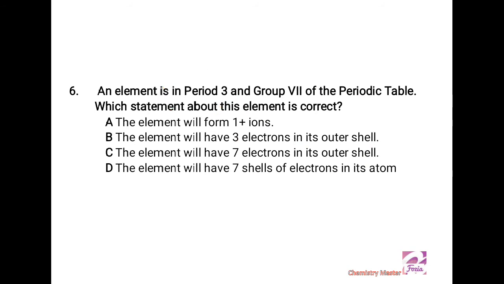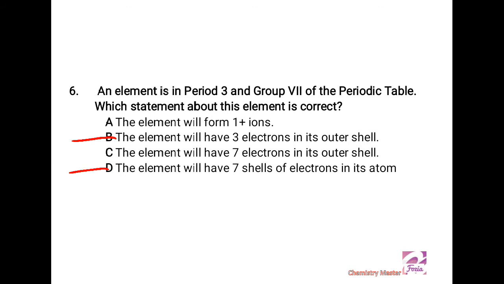Part A, the element will form +1 ions. No, if an element has 7 electrons in its outermost shell, it will take just one more electron to complete its octet and become stable. So when it gains one more electron, the charge will be -1, not positive. B, the element will have 3 electrons in its outermost shell. No, if it was placed in group 3, then we could think of this option.